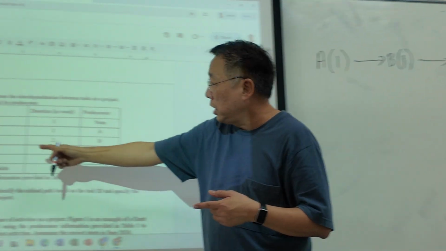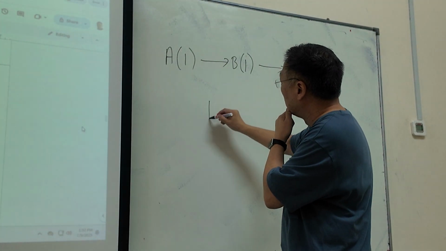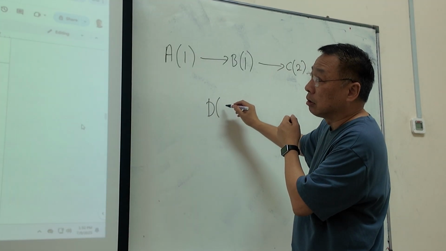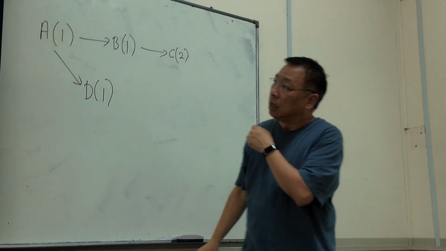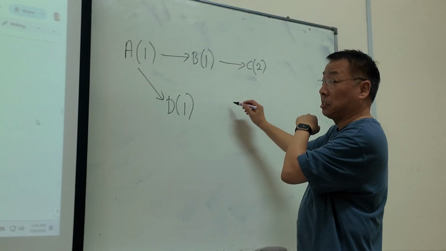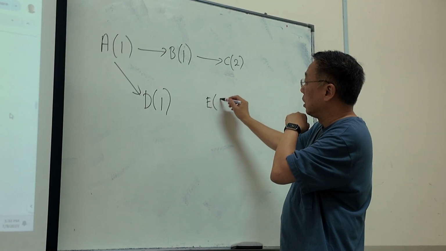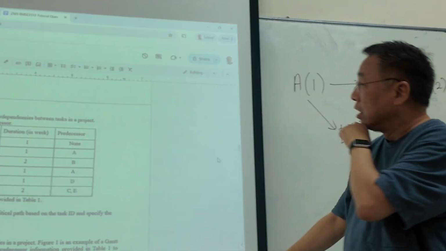Let's move on. Task D will take 1 week and the predecessor is A. Oh, so you get another right here. D will take 1 week, right? And the predecessor is B. Separate line. Then task E will take 1 week and the predecessor is D. So task E will take 1 week and the predecessor is D. So I connect it.